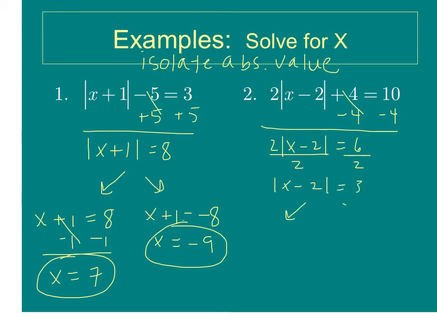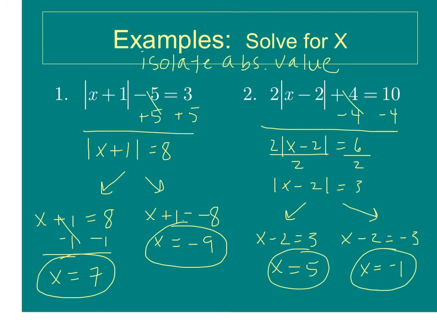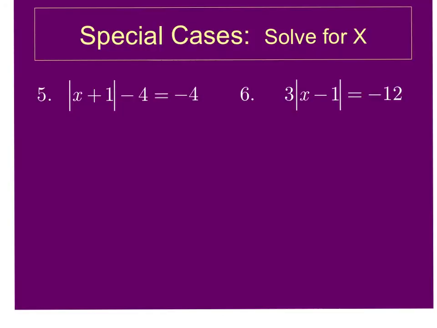Now as I split this, I know that x minus 2 could equal 3. That would give us an absolute value of 3, but it could also equal -3. And when I solve those out and add 2 to both sides, I get x equals 5, or x equals -1. So both of these examples had two answers, which we'll see a lot of the time. Here's a couple cases where we won't.